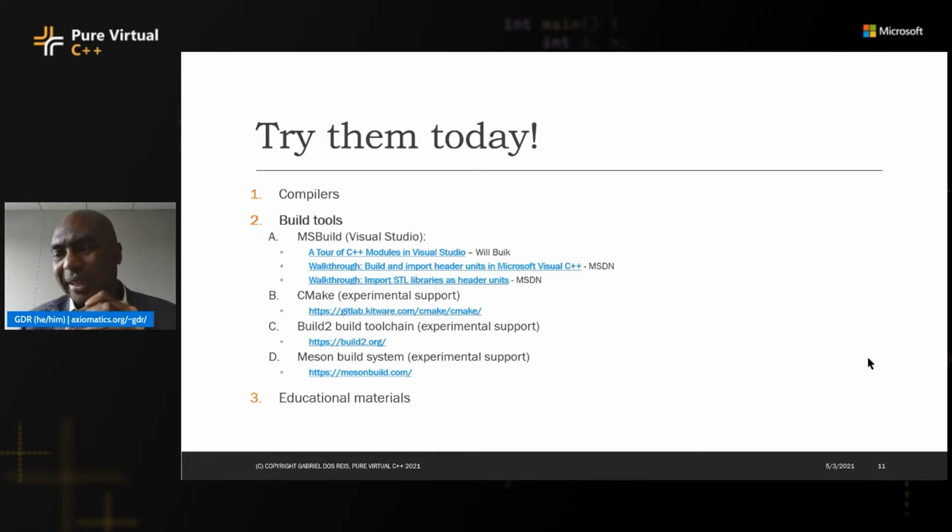And very recently, the Meson build system has also added experimental support for modules. So here you have 4 build systems, 3 compilers, and you can use them in combination today. You don't have to wait a year. You can try them today and experiment and build programs, get a sense of how to simplify your development, how to make you more productive.